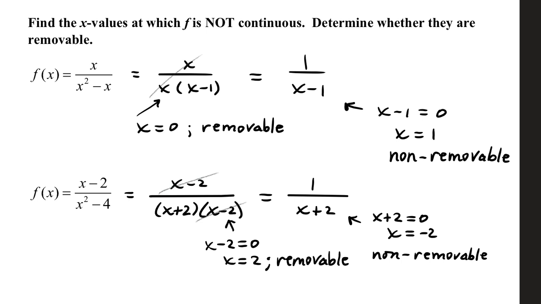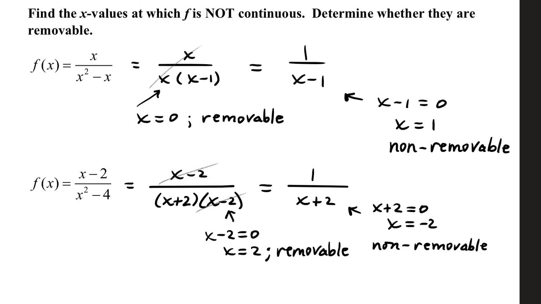In the second example, we have the function x minus 2 over x squared minus 4. Factoring the denominator, x plus 2 times x minus 2. X minus 2 can be canceled, leaving you with a reduced fraction of 1 over x plus 2. X minus 2 you can remove by canceling, and it has a 0 at x equals 2. The factor that cannot be canceled, x plus 2, has a 0 when x is -2, and it's non-removable.